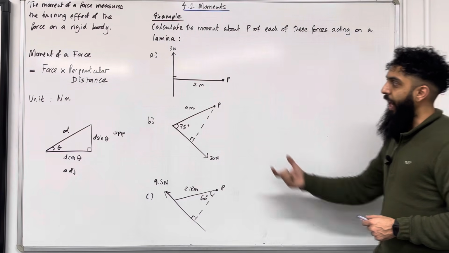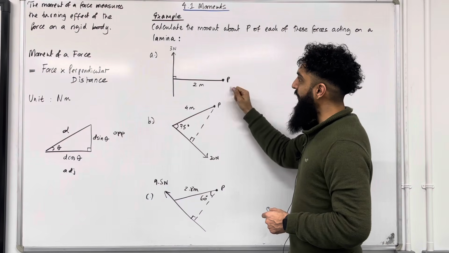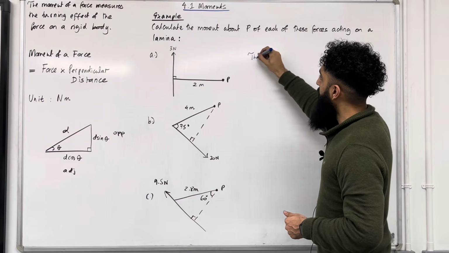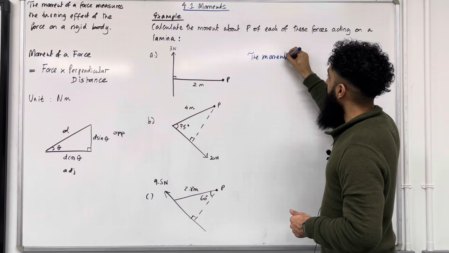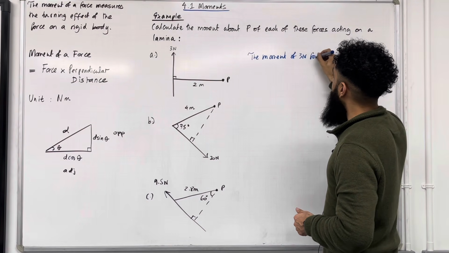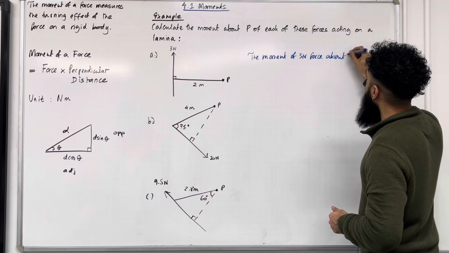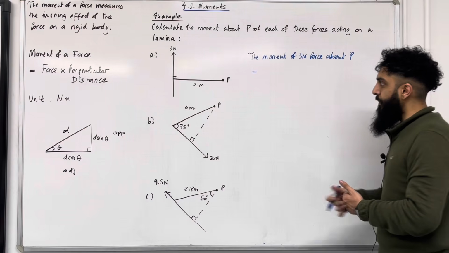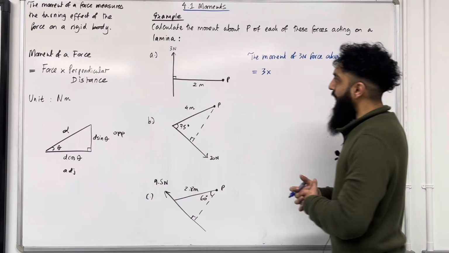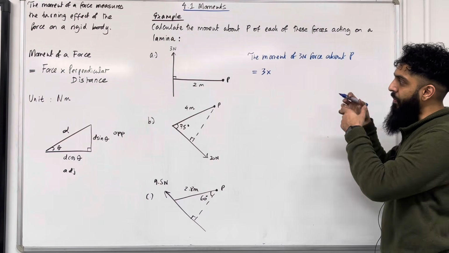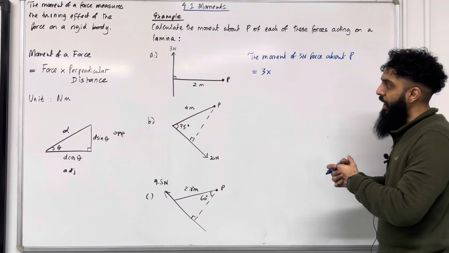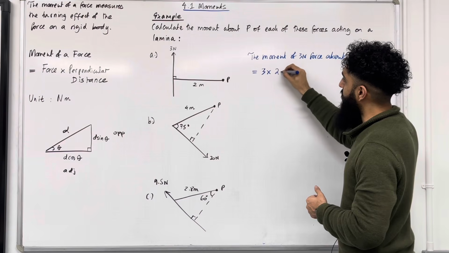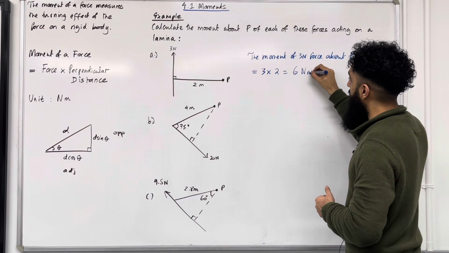Part A. So here is the lamina, that's the fixed point P, here is the force 3 newtons. So we have that the moment of 3 Newton force about P is equal the force itself, which is 3 newtons, multiplied by the perpendicular distance from the point P to the force 3 newtons. So that perpendicular distance is 2 meter. So 3 multiplied by 2, this is 6 Newton meter.